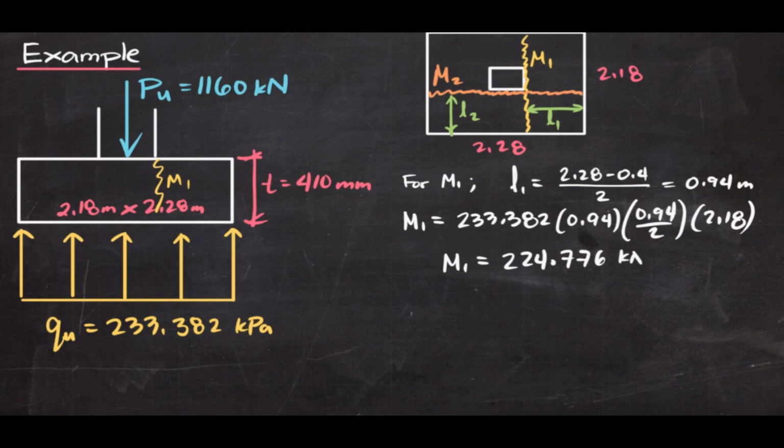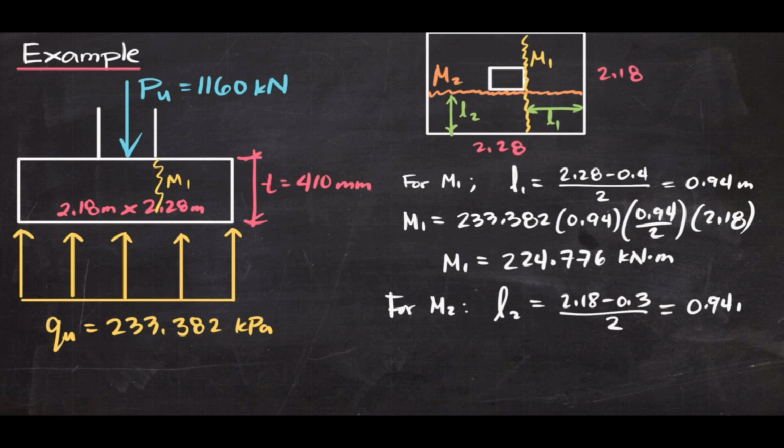So the critical moment for the first part would be 224.776 kilonewton meter. For M2, the cantilevered portion L2 is 2.18 minus 0.3 divided by 2. And of course, this would be 0.94 meters also. Because remember, when we proportion the footing, the cantilevered portions should be equal.